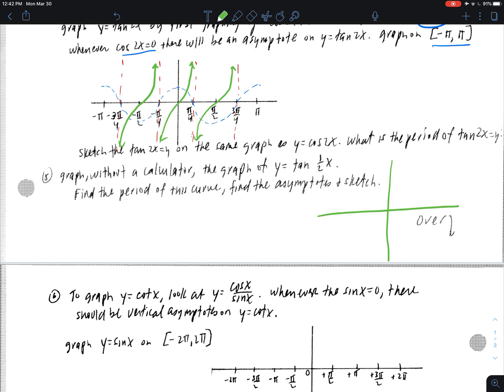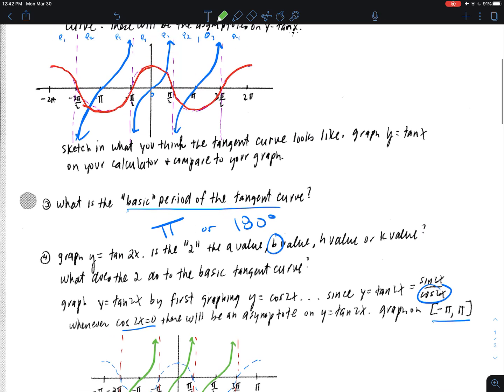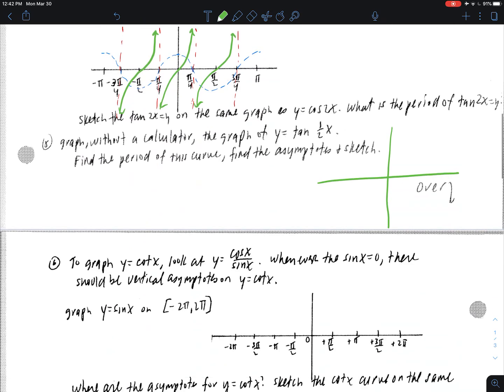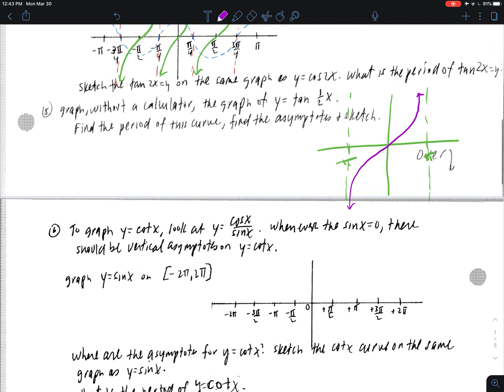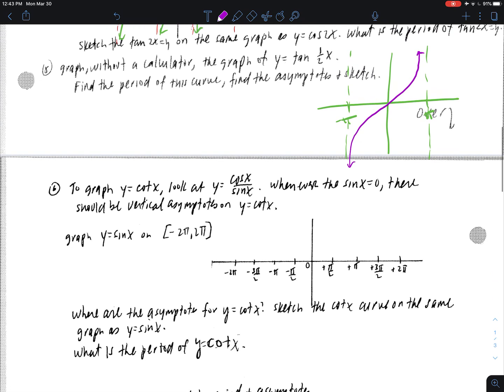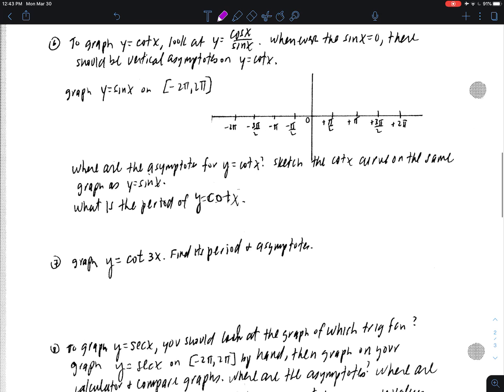So rather than my original graph, which existed between negative pi over 2 and pi over 2, I'm going to need twice the space. So negative pi to pi, that's where my asymptotes are going to be, and jazz it up with another color here, and we get that graph there. Hopefully that resonates with what you're able to get on the calculator. Make sure you're in radian mode to match that graph.